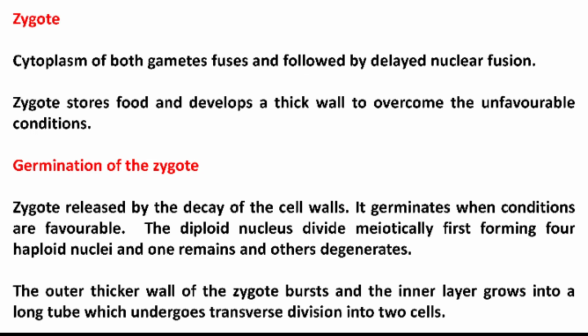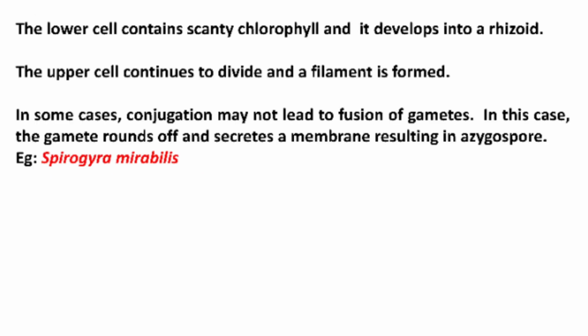Germination of the zygote. The zygote is released by the decay of the cell walls. It germinates when conditions are favorable. The diploid nucleus divides meiotically first, forming 4 haploid nuclei; one remains and the others degenerate. The outer thicker wall of the zygote bursts and the inner wall grows into a long tube which undergoes transverse division into 2 cells. The lower cell contains scanty chlorophyll and develops into a rhizoid. The upper cell continues to divide and a filament is formed.